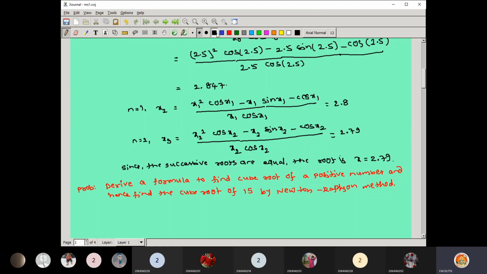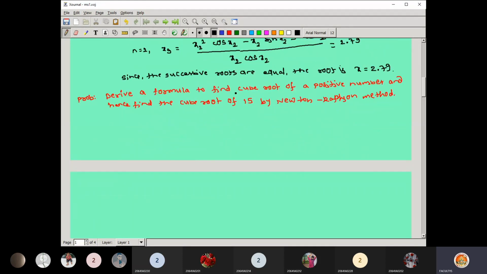So you just look at your given problem. They are asking to find out a formula, and that formula can be used to find out the cube root of a positive number. Once you derive that particular formula, you are going to calculate cube root of 15 by applying Newton-Raphson method. So this is somewhat different.